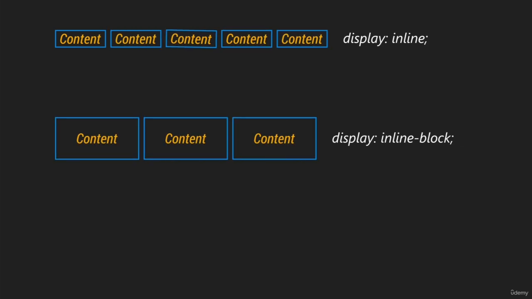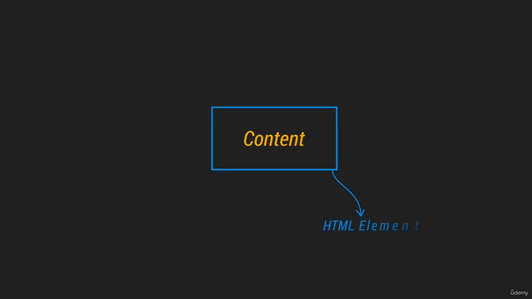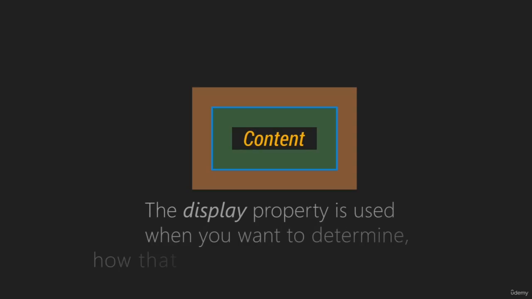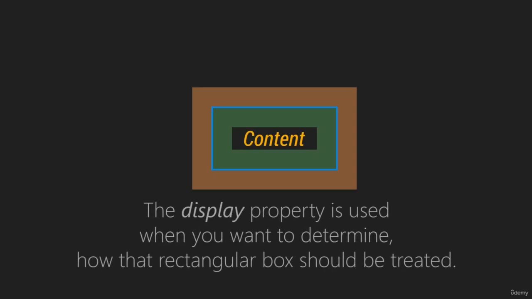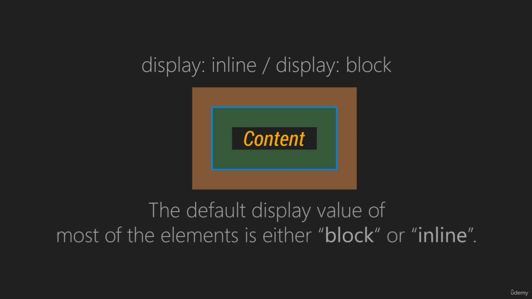The display property allows you to specify the display behavior of an element. It is one of the most commonly used features in CSS development. As you know, HTML renders all the elements in a box, so the display property is used when you want to determine how that rectangular box should be treated, that is, as an inline element or block element. The default display value of most of the elements is either block or inline.